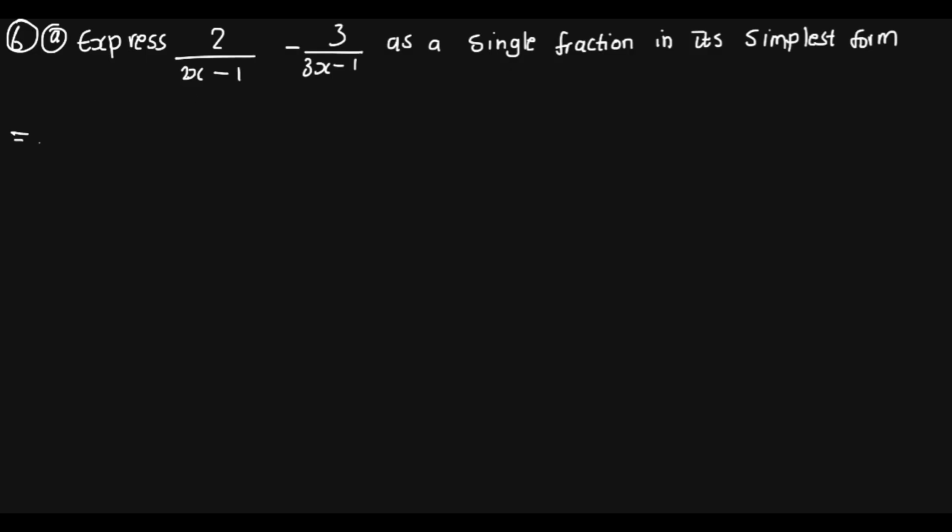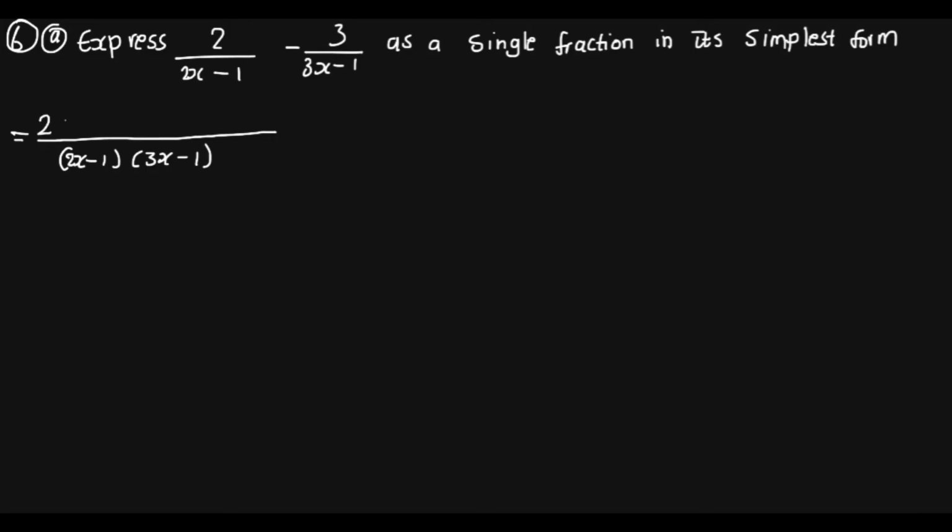So the first step that we need to do here is to find the lowest common denominator. For a particular problem like this one, for the lowest common denominator, you just put the denominator of each fraction in brackets. So 2x minus 1 in brackets and 3x minus 1 also in brackets. Then from there we are going to divide. So 2x minus 1 into 2x minus 1 times 3x minus 1. So this 2x minus 1 will cancel with 2x minus 1, giving us this.